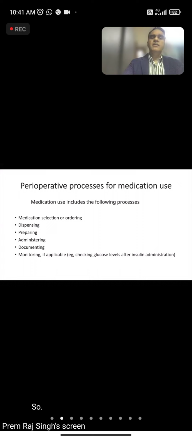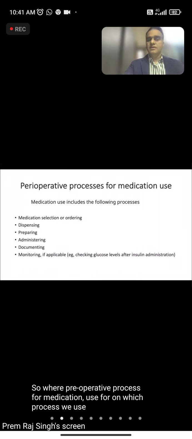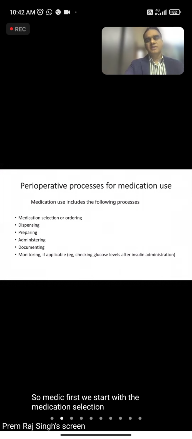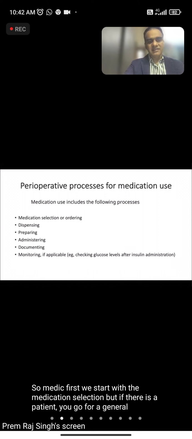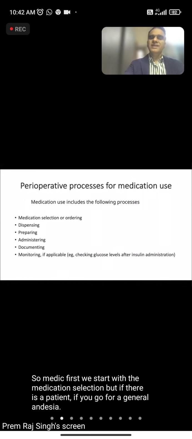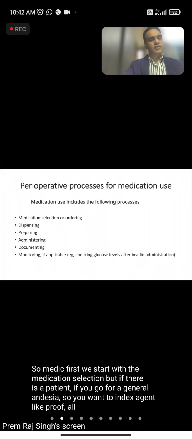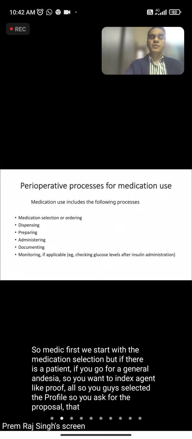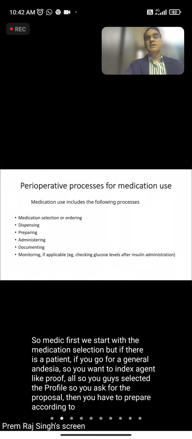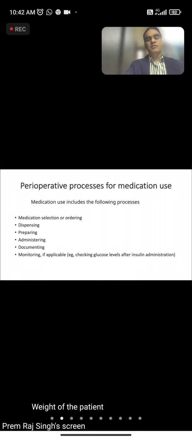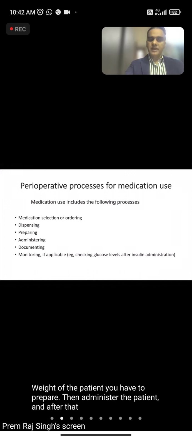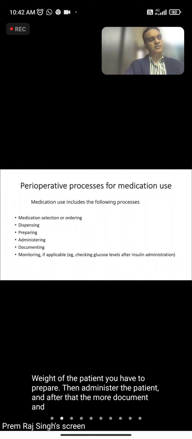So, for which preoperative process do we use medication? First we start with the medication selection. If you have a patient going for general anesthesia, you want an induction agent like propofol. So you have selected the propofol, and you ask for the propofol. Then you have to prepare according to the dose and weight of the patient. Then administer it to the patient, and after that, document and monitor the effect of the drug on the patient.